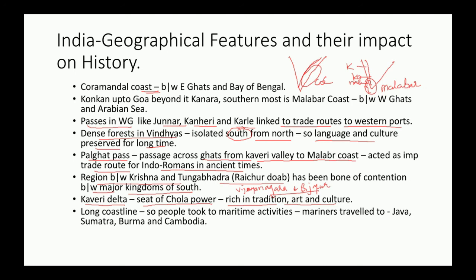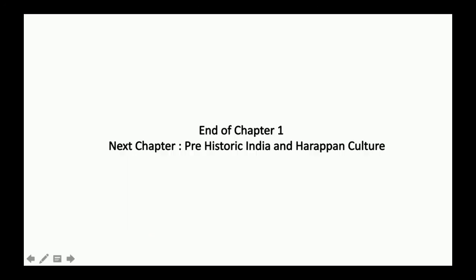Due to the vast coastline in South India, these people took to maritime activities, and many mariners traveled to Java, Sumatra, Burma, and Cambodia. These people not only traded with these countries, they also spread Indian tradition, culture, art, and religion to these areas. So, this is the end of chapter 1. In the next chapter, we will see prehistoric India and Harappan culture. Thank you.